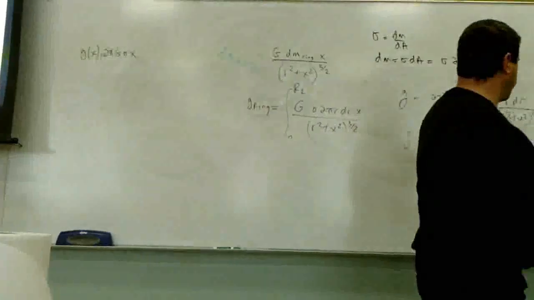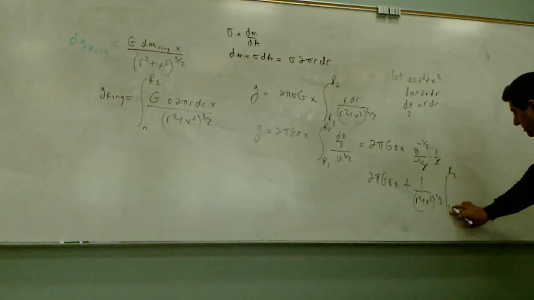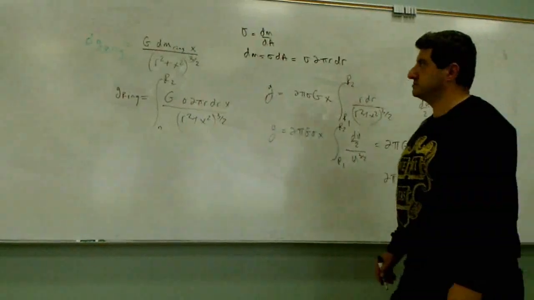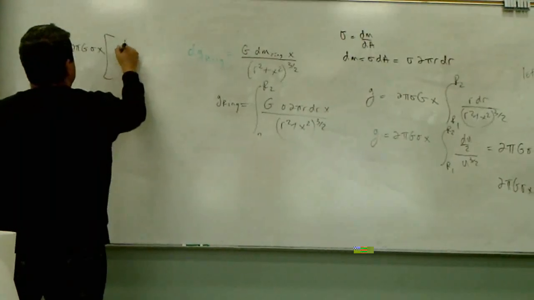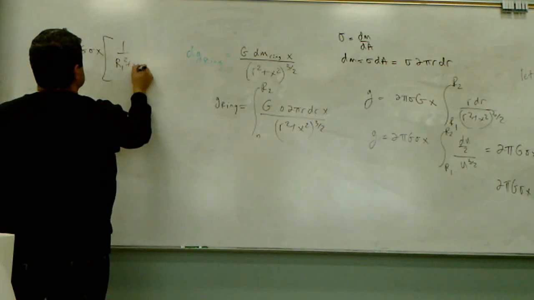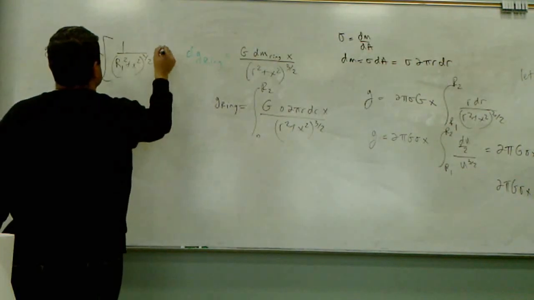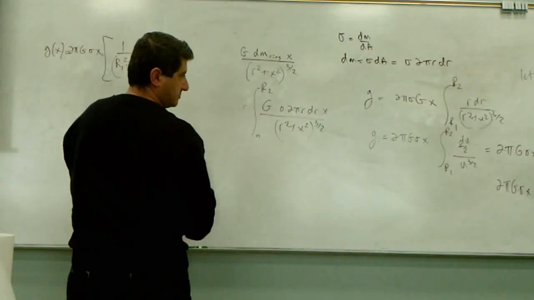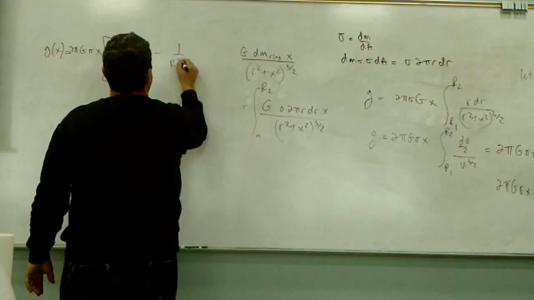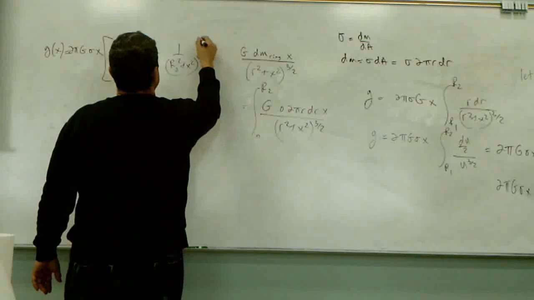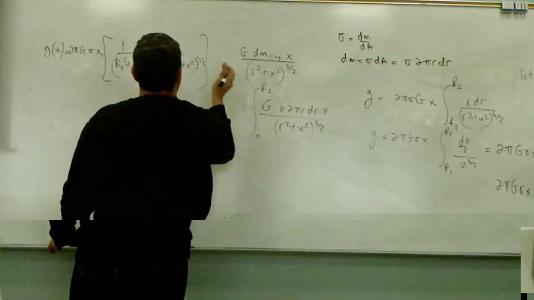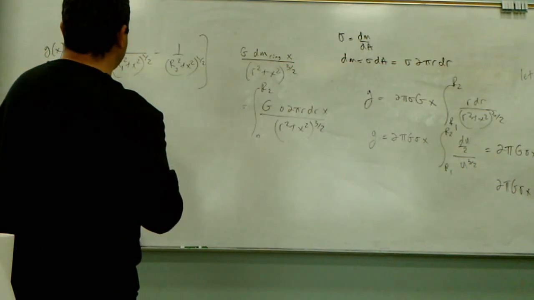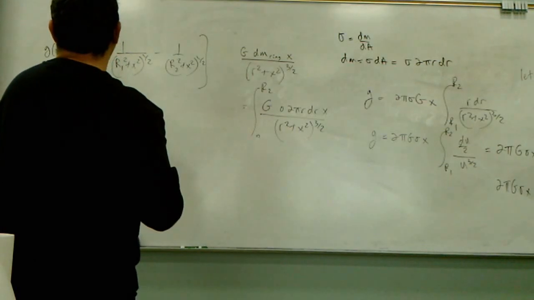Then I can change the order of the integral. The minus makes the order r2 to r1. So then you put the r1 first. Okay, that's it, I think. Yeah. 1 over r1 squared plus x squared minus 1 over r2 squared plus x squared to the 1/2, and then 2 pi g sigma.